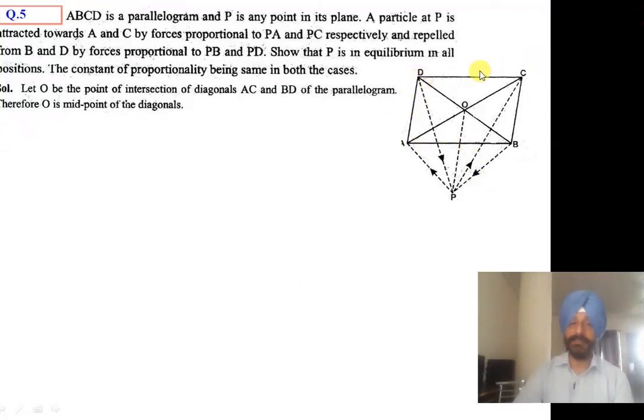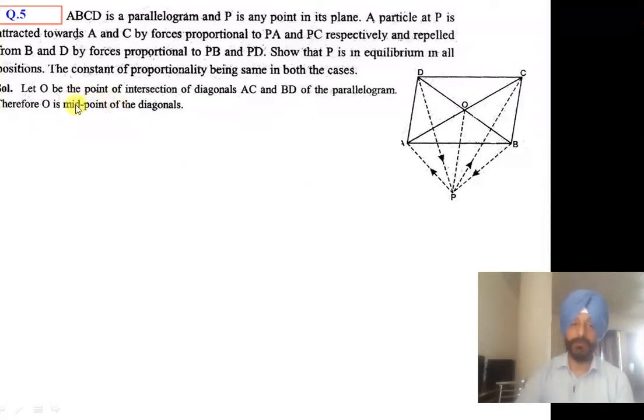Here we have ABCD, a parallelogram. P is any point in its plane. So the student can take P anywhere. I take it here, you can take it here, or here, but anywhere. So student, this is your choice. P is attracted towards A and C. This arrow shows PA and PC, and repelled from B and D, that means along BP and DP. So we want to show that P is in equilibrium.